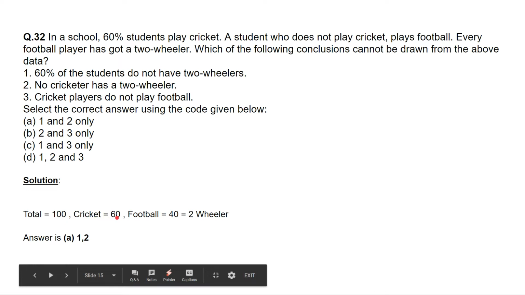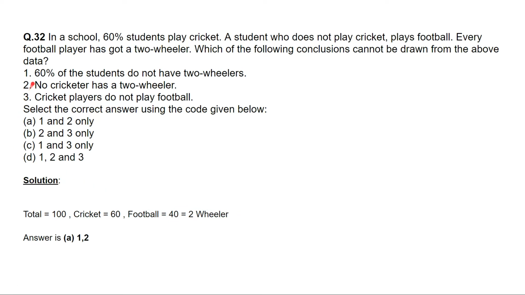We know the total is 100, just assume there are 100 students. Out of that, 60% play cricket, 40% play football, and all 40 have a two-wheeler. So let's start with the first one. 60% of the students do not have two-wheelers. We don't have any such information available.